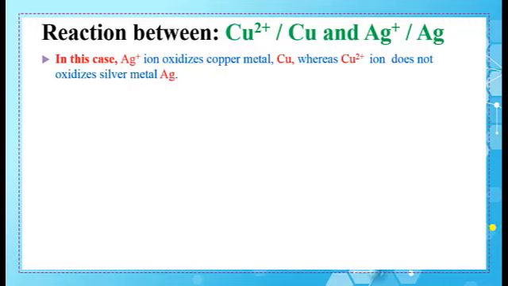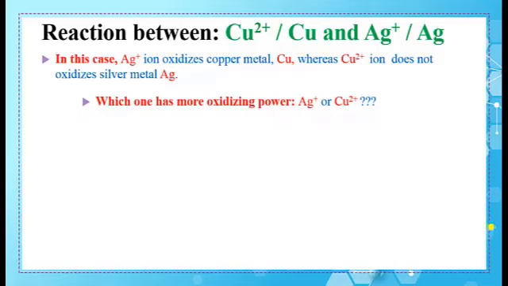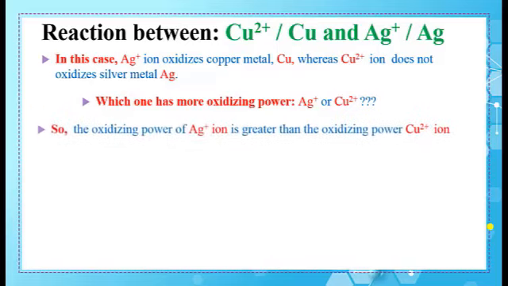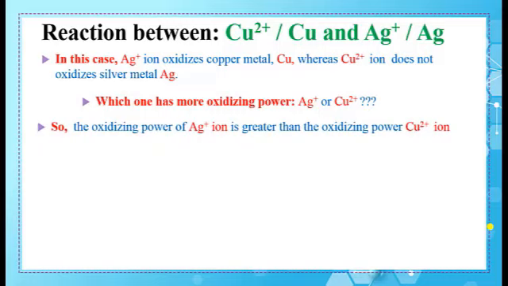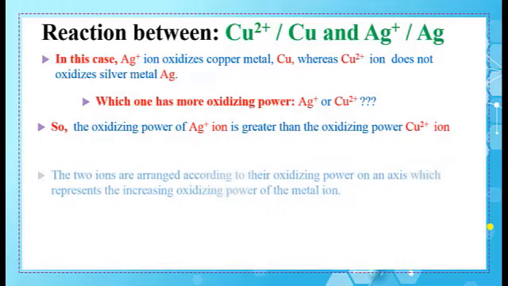Also, in this case, Ag+ ion oxidizes copper metal, whereas Cu2+ ion does not oxidize silver metal Ag. Which of these ions has more oxidizing power? Is it Ag+ or Cu2+? Of course, Ag+ can oxidize Cu, so it has more oxidizing power, whereas Cu2+ cannot oxidize Ag, so it has less oxidizing power. The oxidizing power of Ag+ ion is greater than the oxidizing power of Cu2+ ion.